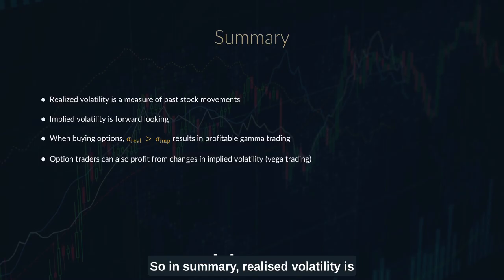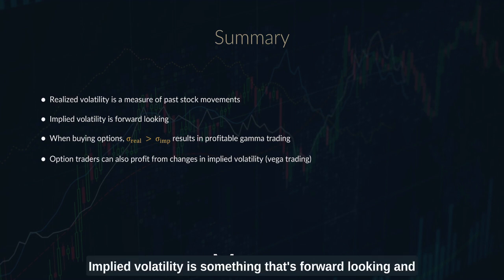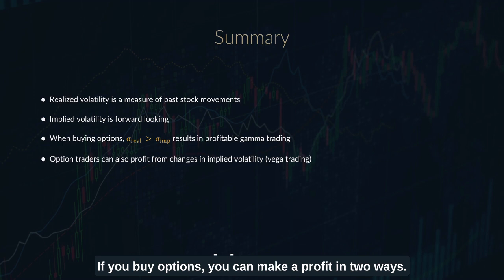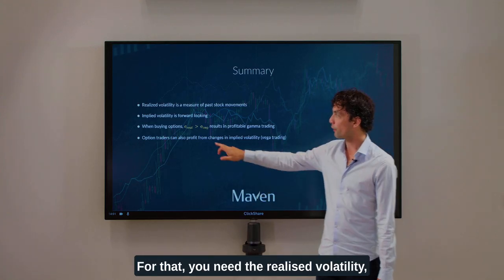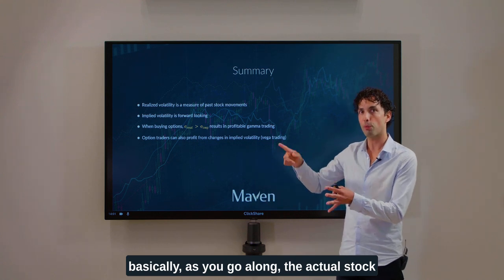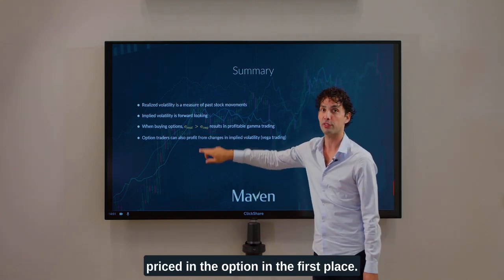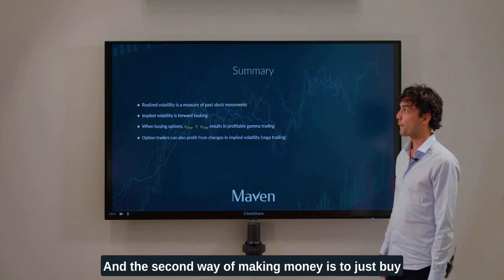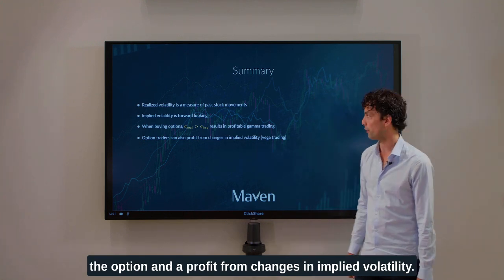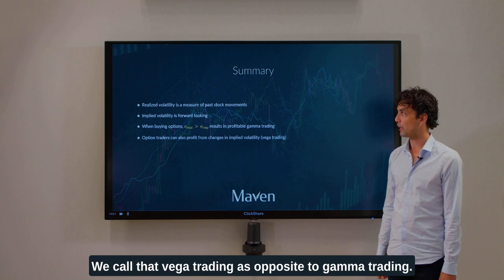So, in summary, realized volatility is a measure of past stock movements. Implied volatility is forward-looking and looks at what is priced into the option. If you buy options, you can make a profit in two ways. The first one is that you can make the gamma trades as described before. For that, you need the realized volatility. Basically, as you go along, the actual stock moves need to outweigh what was priced in the option in the first place. And the second way of making money is to just buy the option and make a profit from changes in implied volatility. We call that Vega trading, as opposed to gamma trading.